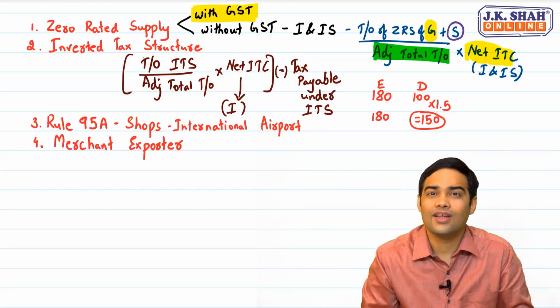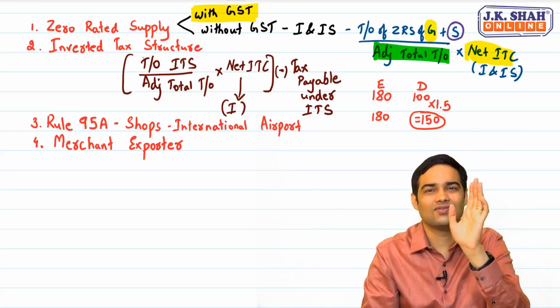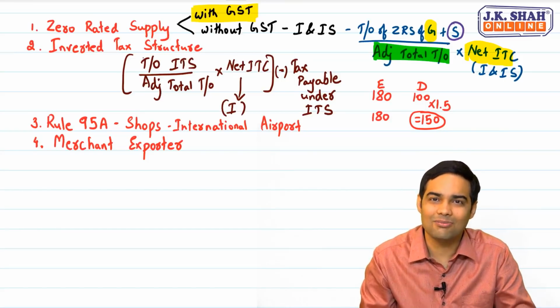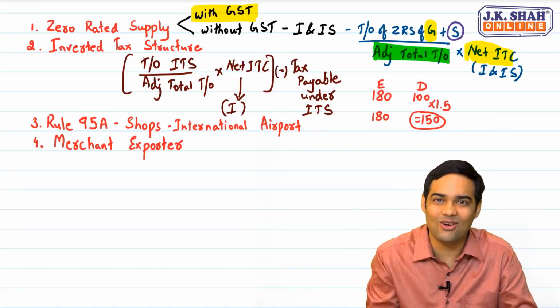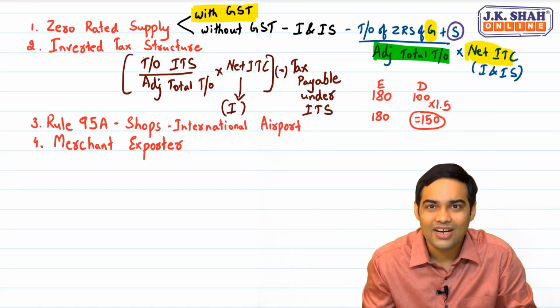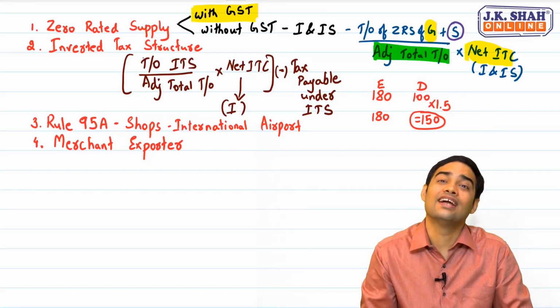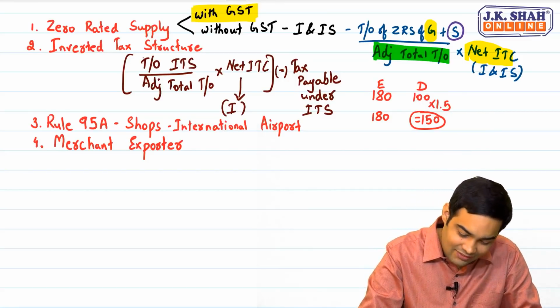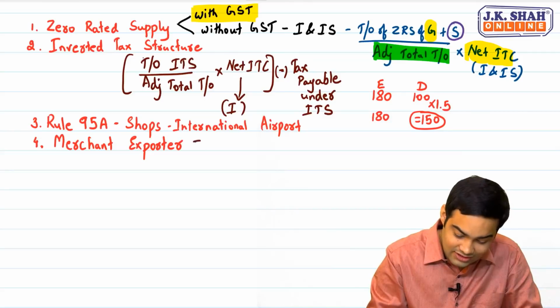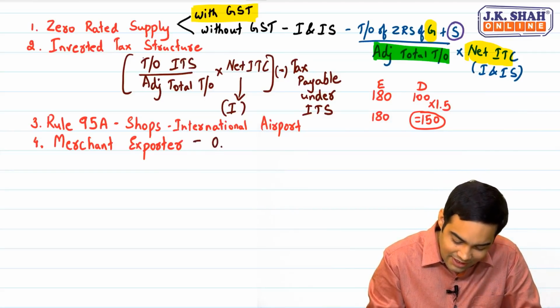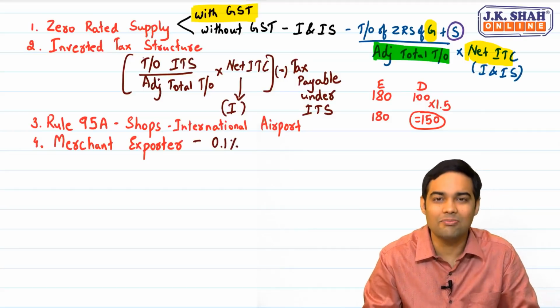Now, merchant exporter was facing a lot of issues because, see, we say refund will be available, but getting that refund money from government takes a lot of time. Till that time, my working capital gets stuck. That's why government came up with a scheme that if you are a merchant exporter who is registered with Export Promotion Council, in such cases, supply would be made at 0.1%.